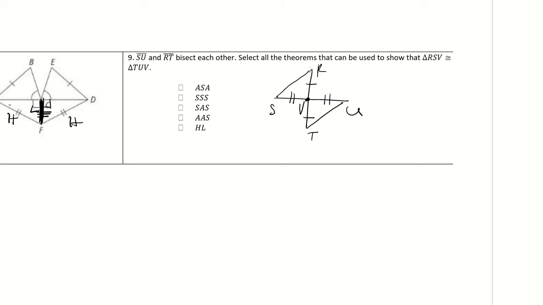So in this case, all the theorems that can be used to show that they're congruent. Well, if we look at these, we know that these two angles are congruent because of vertical angles. So here we got SAS. So we can use that.